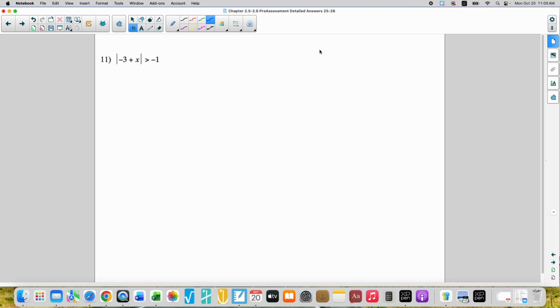Here's our greater than. So when you have a greater than or a greater than or equal sign, it's going to be an or. And the way that I remember, greater than. Okay. So we're going to write two statements with an or statement this time.